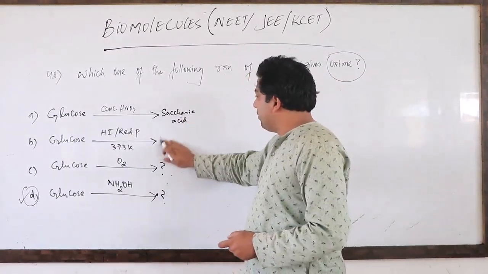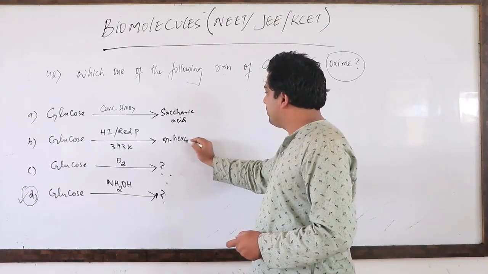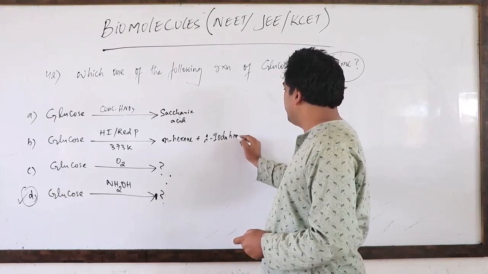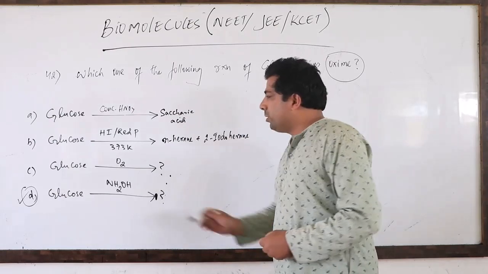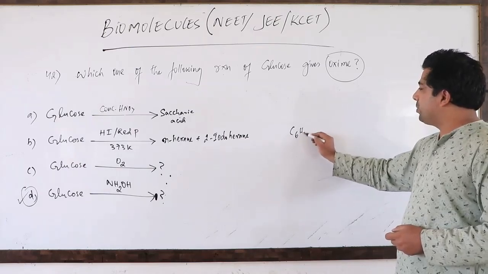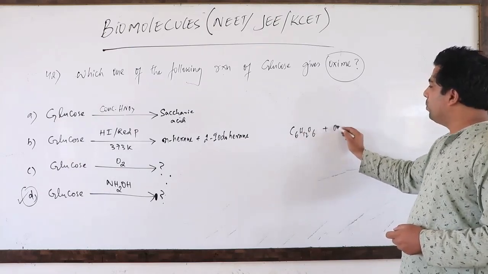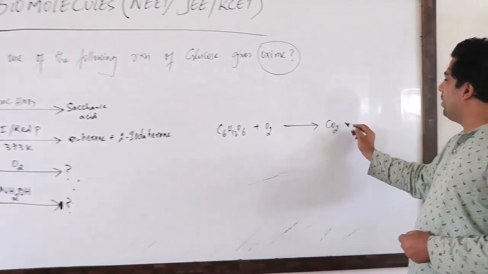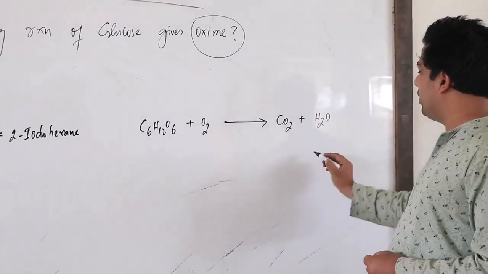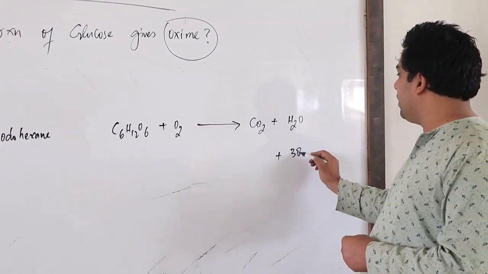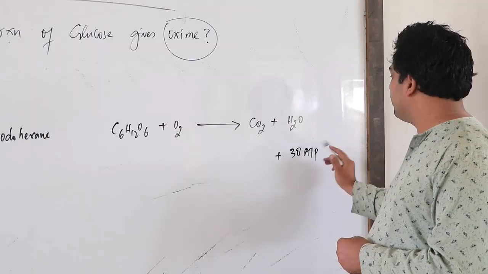So I will write down here, we are getting N-hexane plus 2-iodohexane. Let's take on the third one, which is glucose, C6H12O6 plus O2. Oxidation is taking place. You will be getting carbon dioxide plus water and energy, and that energy is stored in the form of ATP molecules. So you will be getting 38 ATP molecules.